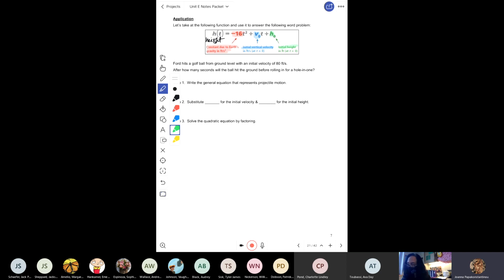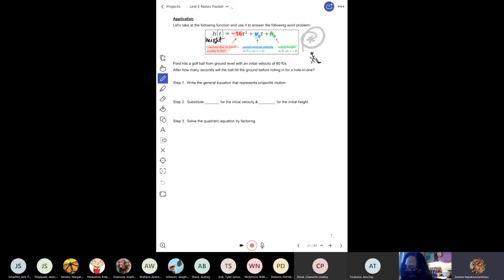Okay, so this is a very well-known equation, and I'm giving it to you. So let's read the word problem. The word problem states, Ford hits a golf ball from ground level with initial velocity of 80 feet per second. After how many seconds, so we're solving for T, will the ball hit the ground again before rolling in for a hole in one? So if you have Ford standing here with a little golf club, right?